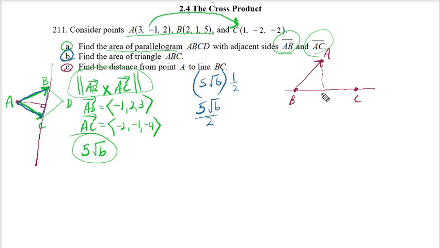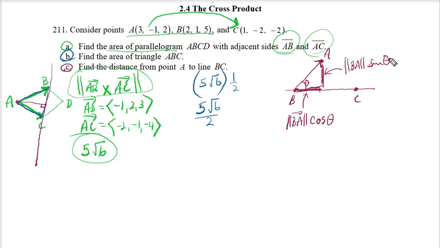If we look at this right triangle right here, this side of the right triangle and this side of the right triangle can be defined in terms of this angle. This side is the magnitude of BA times the cosine of the angle, and this side is the magnitude of BA times the sine of the angle.